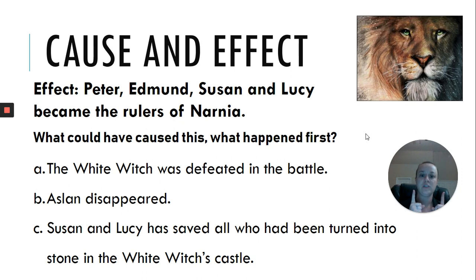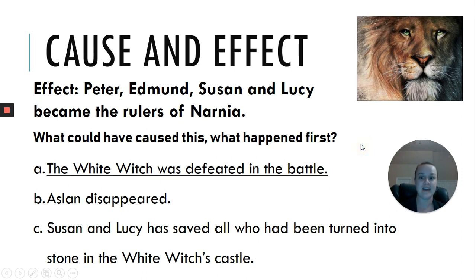The White Witch was defeated in the battle, and so Peter, Edmund, Susan, and Lucy became the rulers of Narnia. Aslan disappeared, so Peter, Edmund, Lucy, and Susan became the rulers of Narnia. Or Susan and Lucy saved all who had been turned into stone in the White Witch's castle, and Peter, Edmund, Susan, and Lucy became the rulers because of it. What do you think? What do you think happened first? Think about it for a minute.